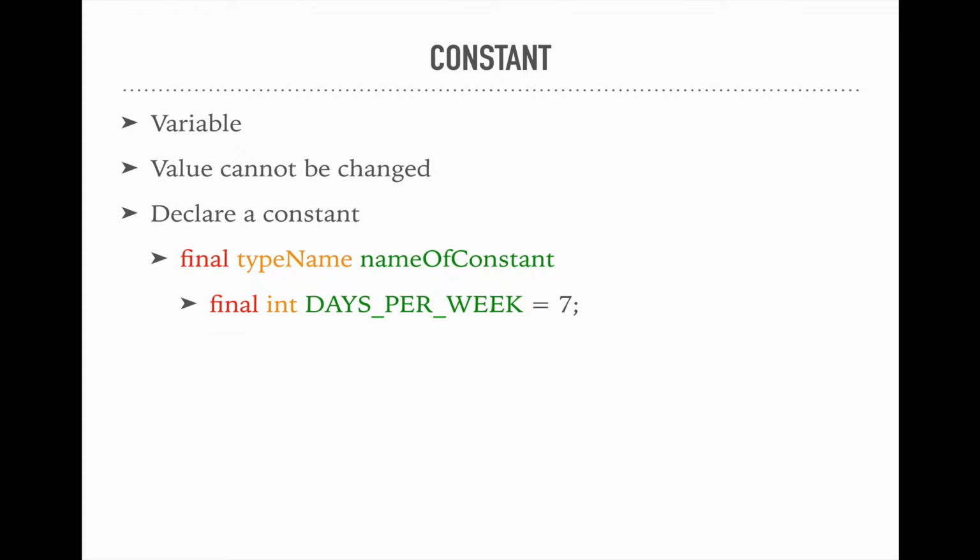So to declare a constant, we have final as the keyword, type name, and name of the constant. For example, we have here: final int DAYS_PER_WEEK assignment 7, and semicolon. So final is the keyword, int is the type name, and DAYS_PER_WEEK is the name of the constant. Notice here, all of the letters of the name of the constant are in uppercase. So DAYS_PER_WEEK has the value of 7. And for the whole program, we cannot change the value of DAYS_PER_WEEK. It always has the value 7.